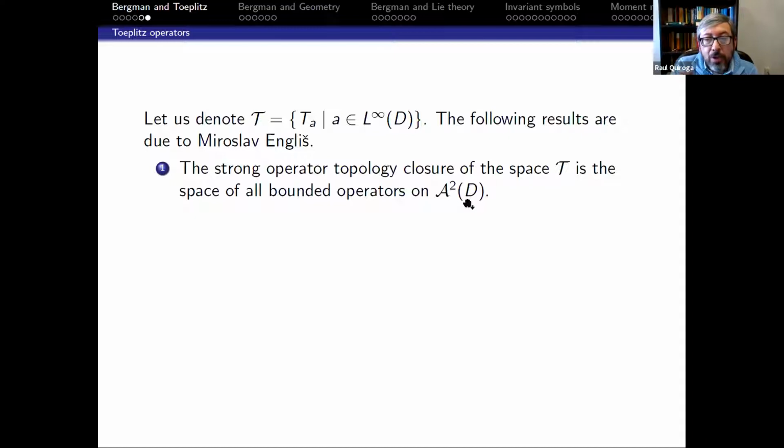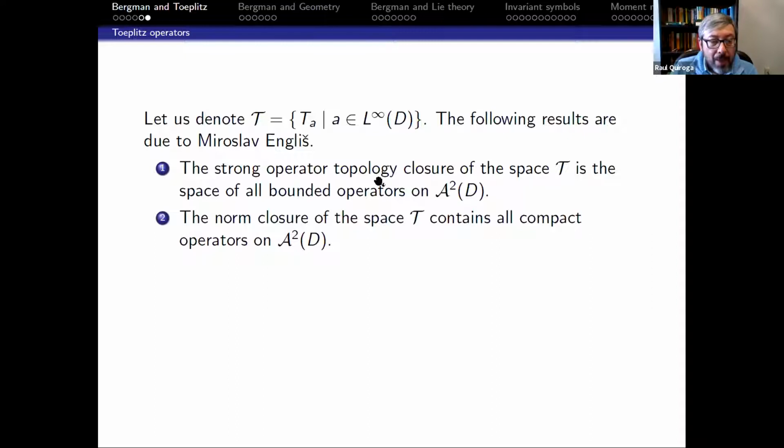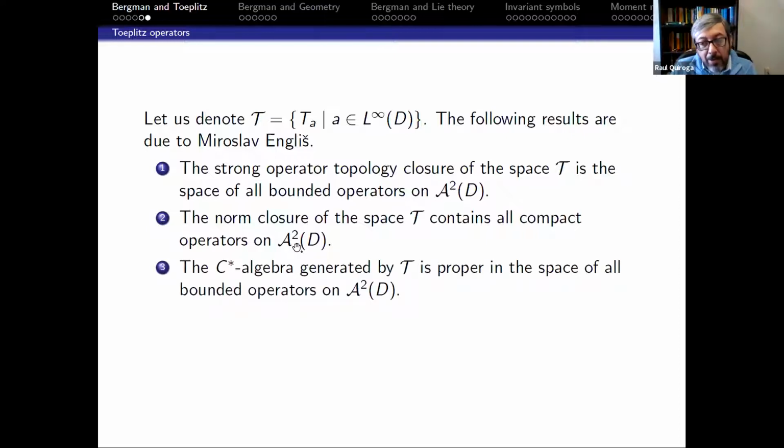So even though you have a very special way to define these operators, you have some density, at least in the strong operator topology. The norm closure, that's stronger, of course, of the space of all Toeplitz operators contains all compact operators on this Hilbert space. And in the other direction, not so big, the C-star algebra generated by this is not all bounded operators. It's a proper space in all the bounded operators.